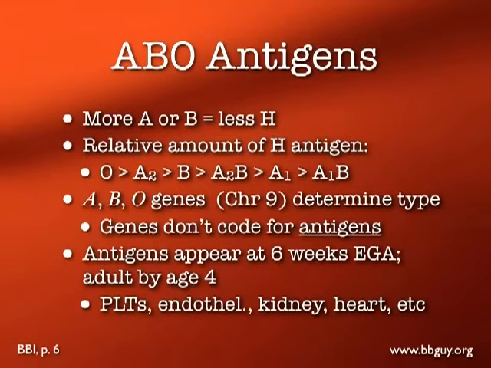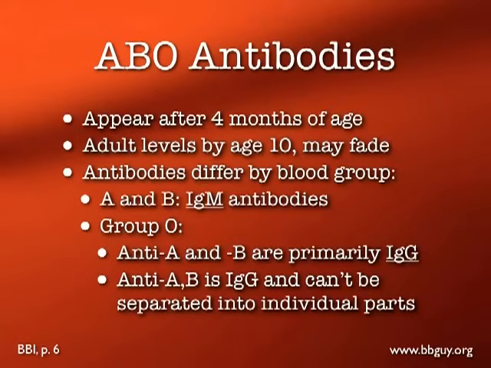The antigens are there fairly early, about 6 weeks estimated gestational age, and they come to adult levels by age 4, and they're also found on a multitude of other areas of other places aside from just on the red cells, including platelets and endothelial cells, etc. Antibodies appear only after 4 months after the baby's born, and they don't get to adult levels until about age 10, and over the course of time, in the very elderly, those antibodies can fade.